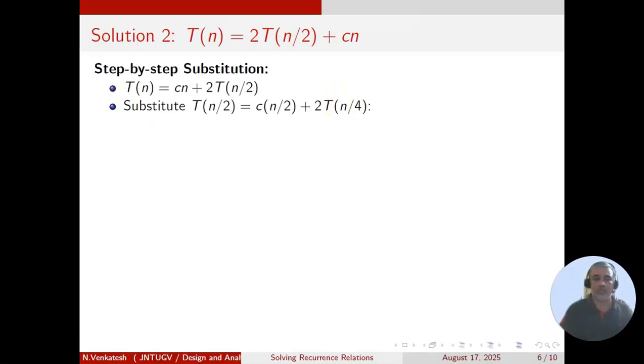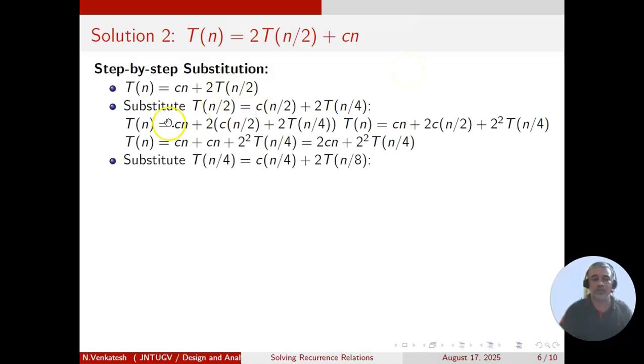So let us consider this equation, and what is T(n/2) from this equation? T(n/2) is 2T(n/4) + cn/2. Substitute this into the original equation. Then we'll get 2cn/2, that is cn, plus 2^2 T(n/4).